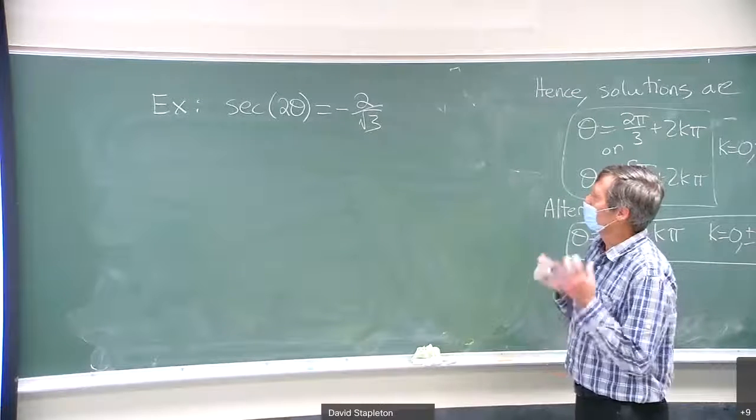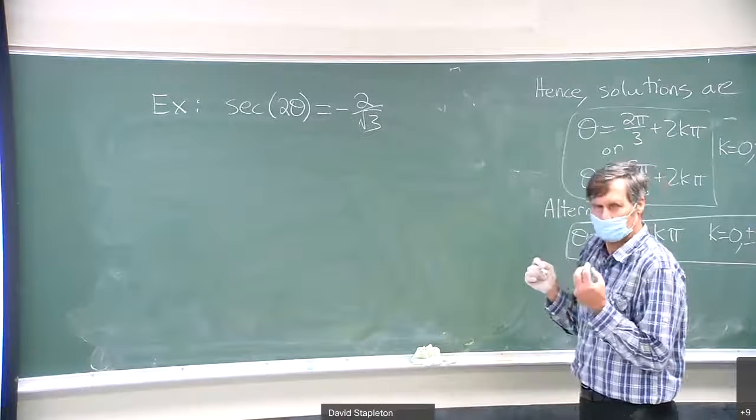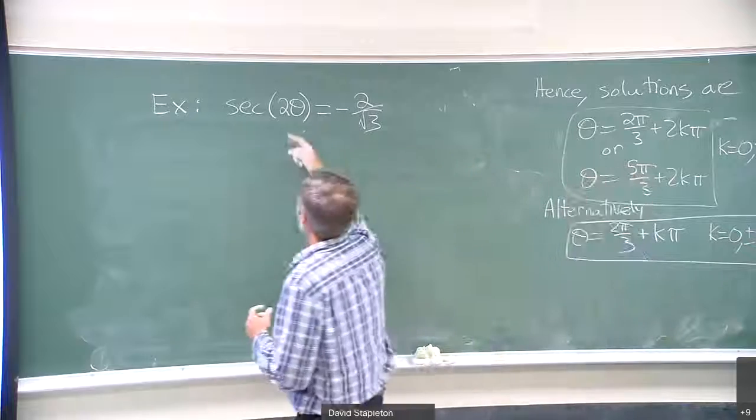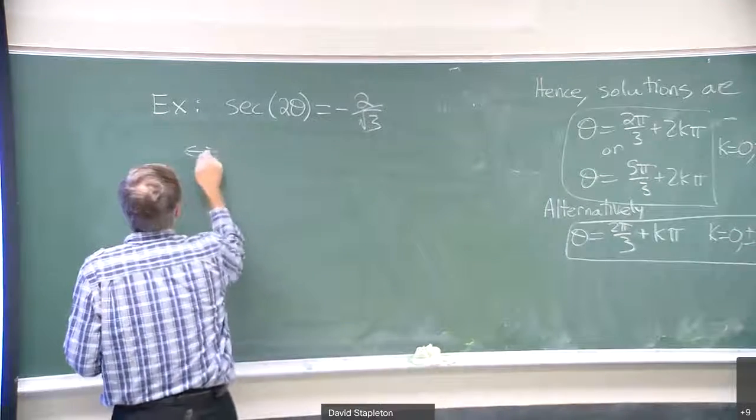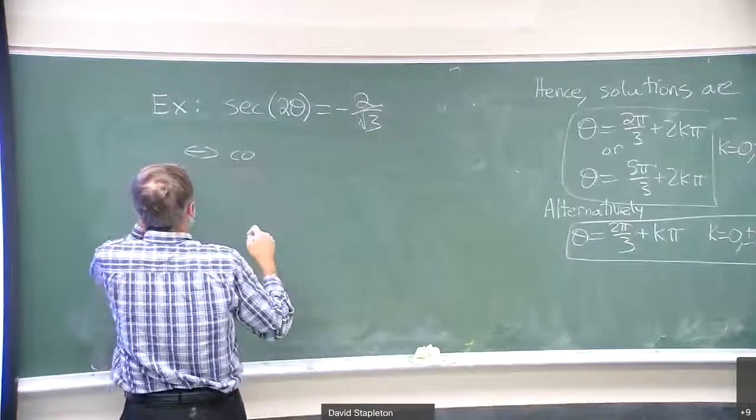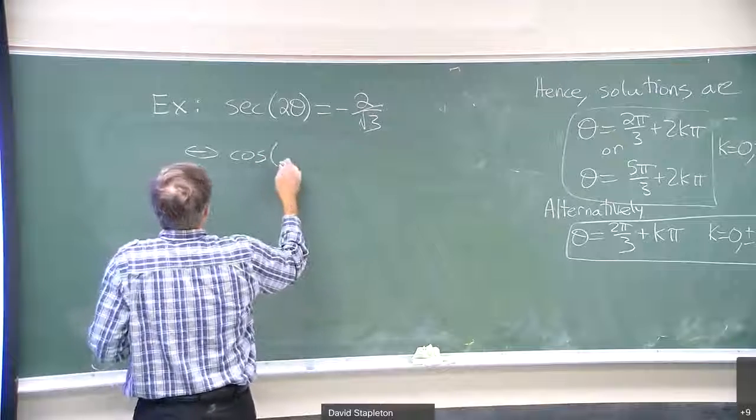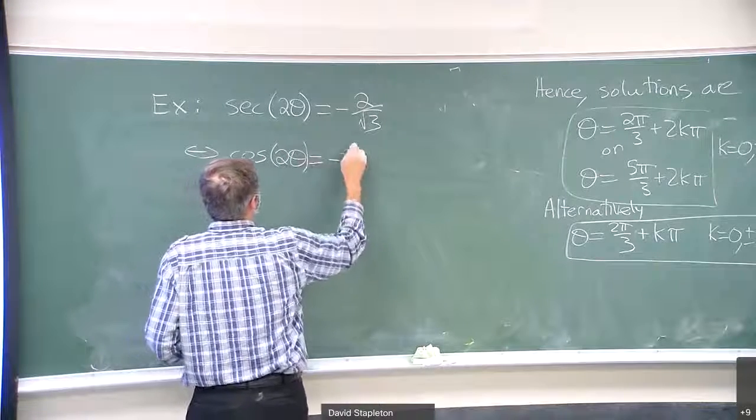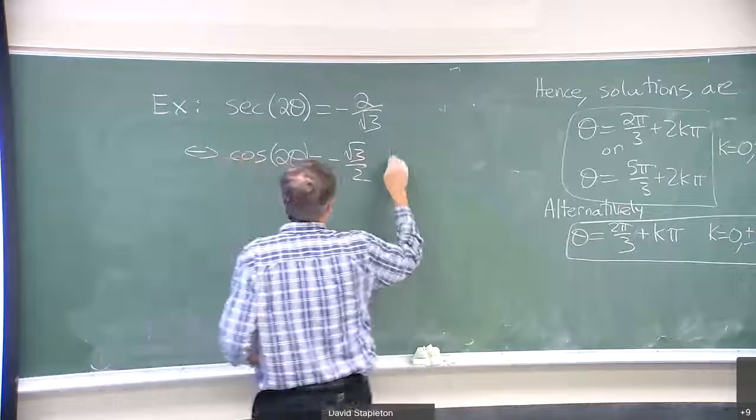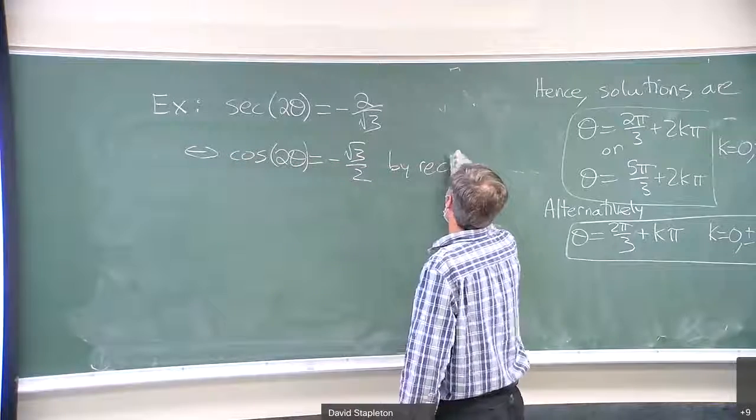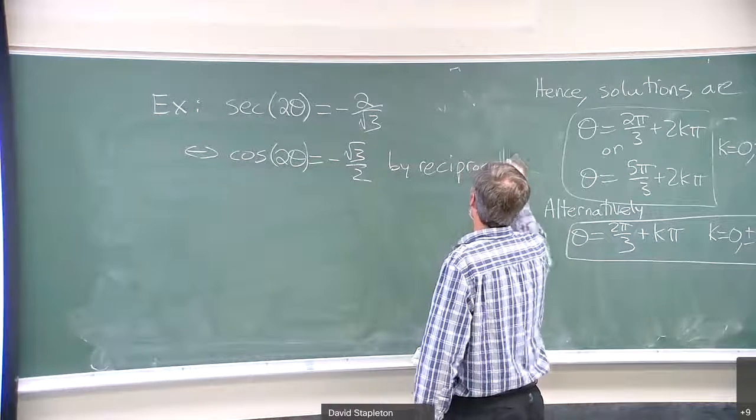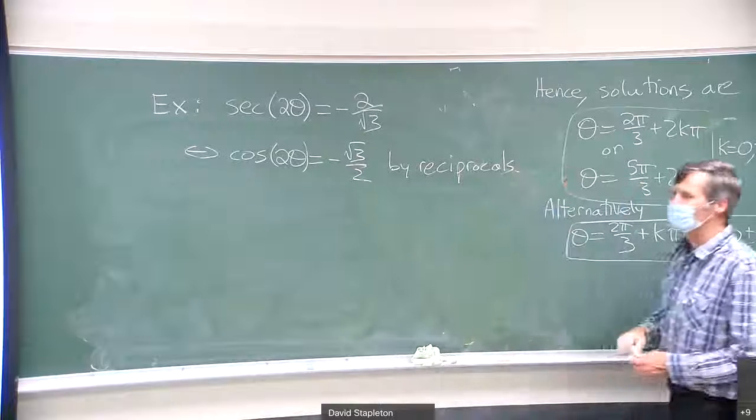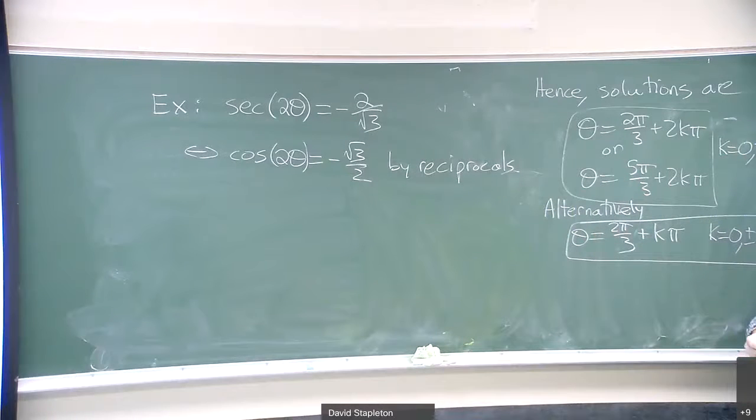Here's a trick. If only it was cosine, I could solve it, right? I know how to do that one. Make it so. If these are equal, their reciprocals are equal. Whenever you see secant or cosecant, just rewrite it as reciprocals. Cosine 2 theta must be minus square root 3 over 2. There it is by reciprocal. Now I can solve it.